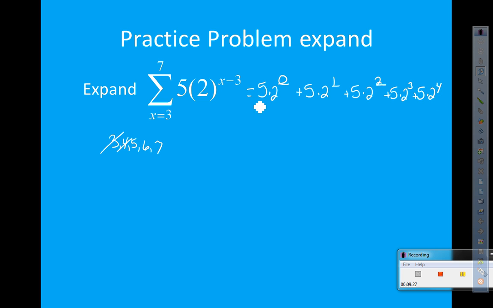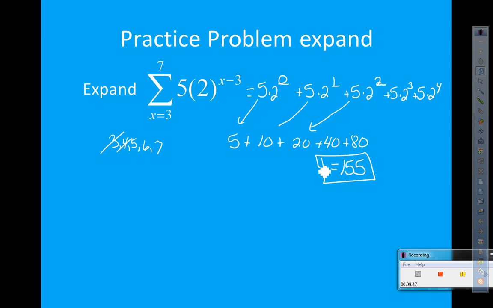Grab your calculator. This becomes 5. This becomes 10. This one becomes 20. This one becomes 40. This one becomes 80 for an answer of 155. Okay. Those are 5 examples. I did 3 in class, so there's 2 extra here. But that's how we handle it if it says expand.